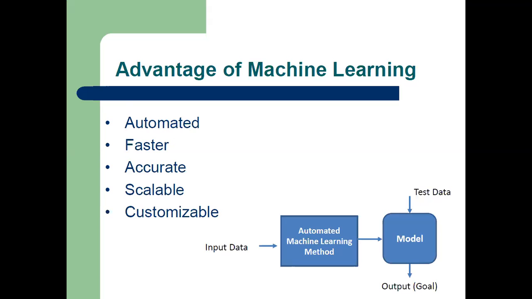The third advantage of machine learning models is accuracy. Machine learning methods are automated, therefore they can run on more and more data to make more accurate decisions.